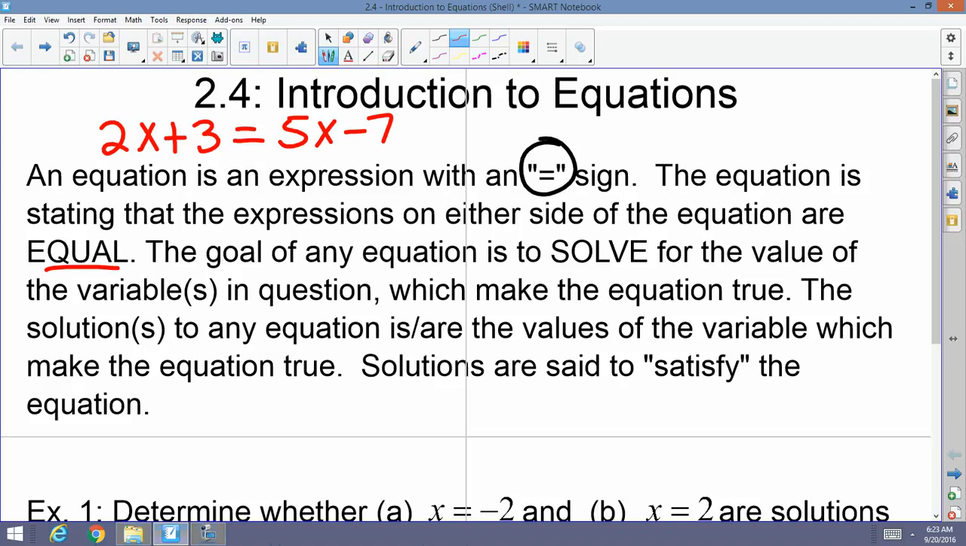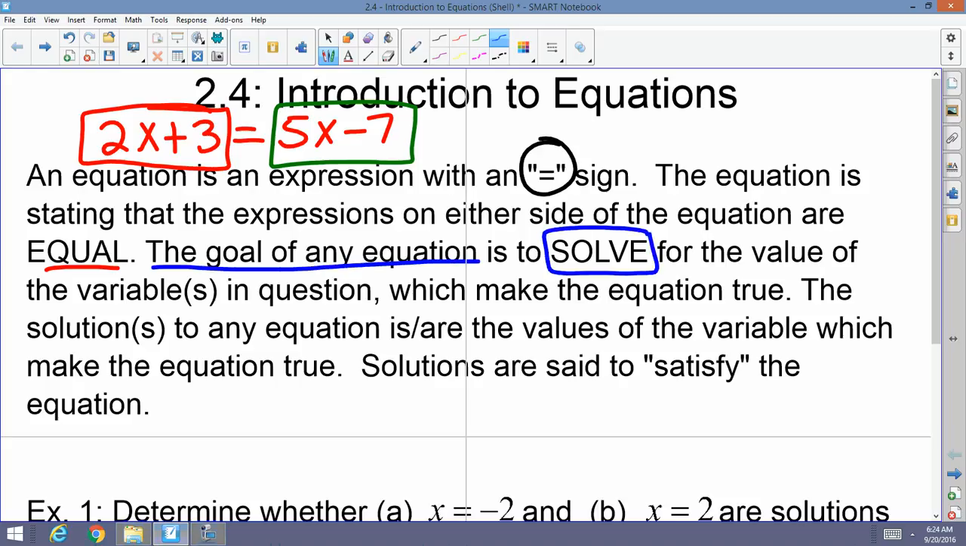But what this is stating is that the left side of the equation, 2x plus 3, is equal to the right side of the equation, 5x minus 7. And then the goal of the person who is solving this equation is to find the value of x. Hence, the goal of any equation is to solve for the value of the variable or variables in question. Sometimes there's two variables you have to solve for. Sometimes there's three. It depends. Okay? And these solutions make the equation true.